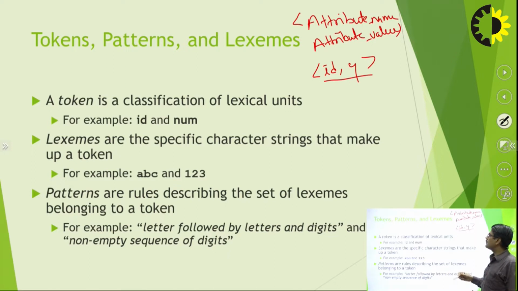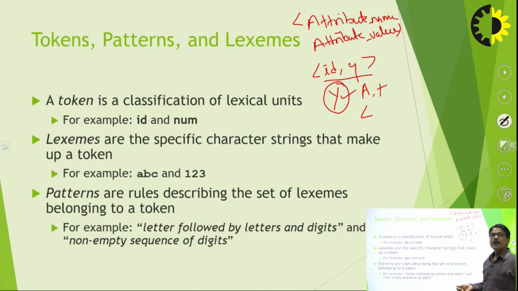If you are talking about a lexeme, a lexeme is a specific token. Y is an identifier. Whenever you convert the generalized token into a specific value which you take as input, this particular value is called a lexeme. So Y is a lexeme, capital A is a lexeme, plus is a lexeme, less than is a lexeme. So these are the lexemes.